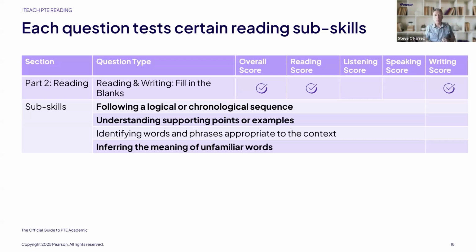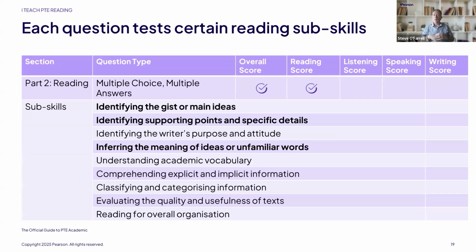The second question type, multi-multi. Let's see what we've got. Identifying gist or main ideas, supporting points and specific details, inferring the meaning of ideas or unfamiliar words. You see the bold ones are starting to repeat a little. You've also got identifying the writer's purpose and attitude. Academic vocabulary, that's another good one. Explicit and implicit information, classifying and categorizing, quality and usefulness of texts, and overall organization. All of those sub-skills can be required for the multi-multi.